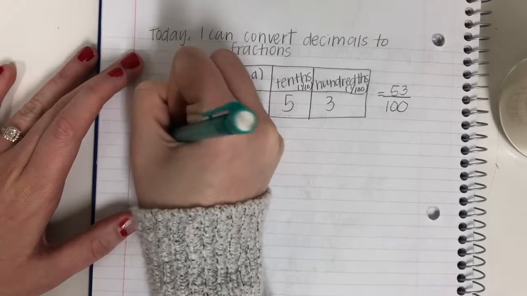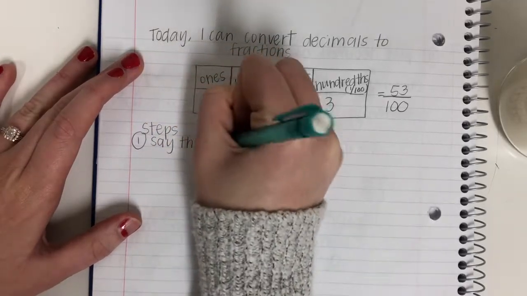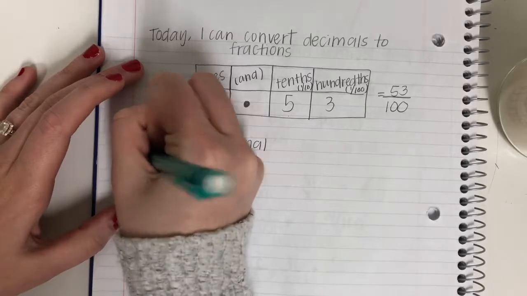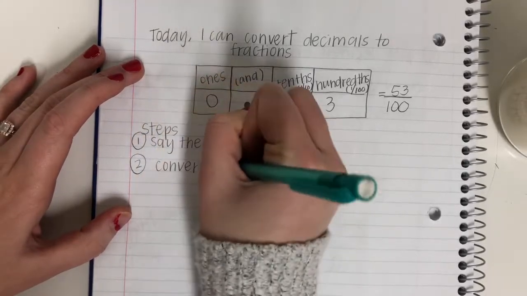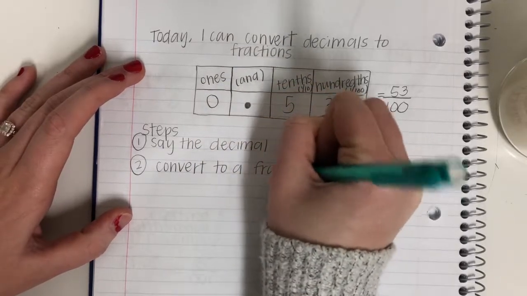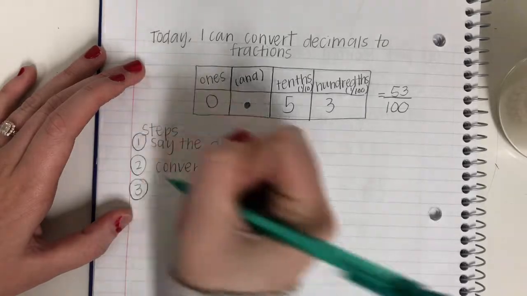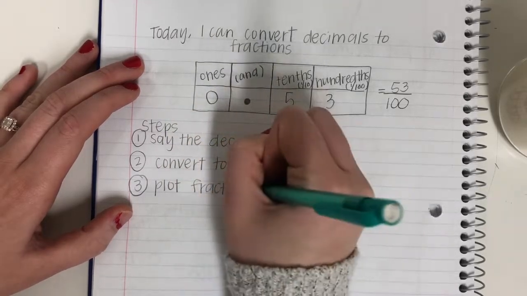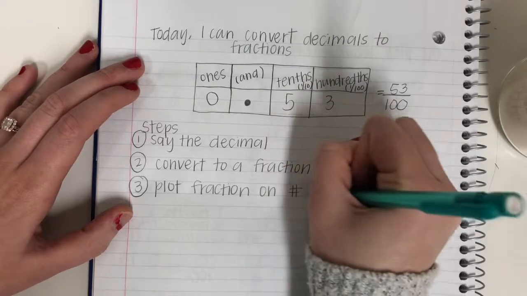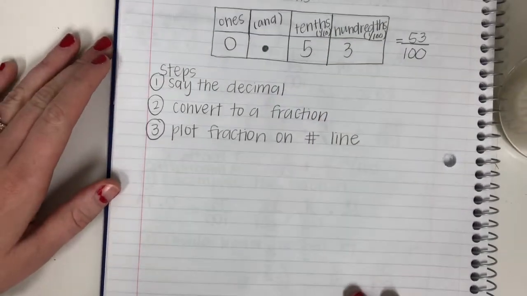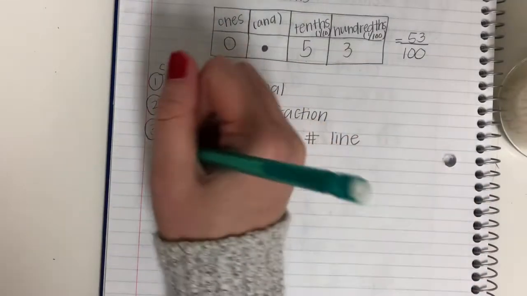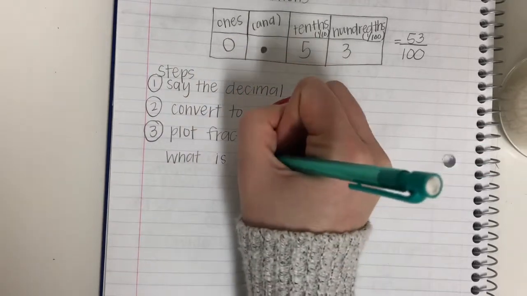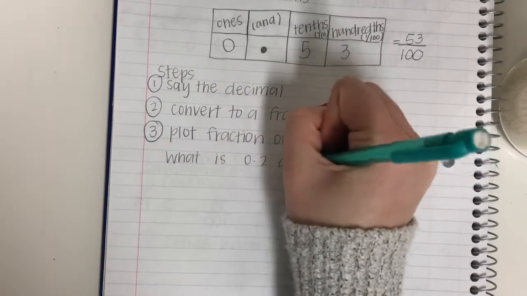Okay, so our steps for today are: step 1, say the decimal, right? Because once you say it, then you're able to figure out what the fraction's going to be. Step 2 is convert to a fraction. And then step 3 is plot the fraction on a number line. Okay, so let's take a look. Let's say that we had a question that said, what is 0.2 as a fraction?